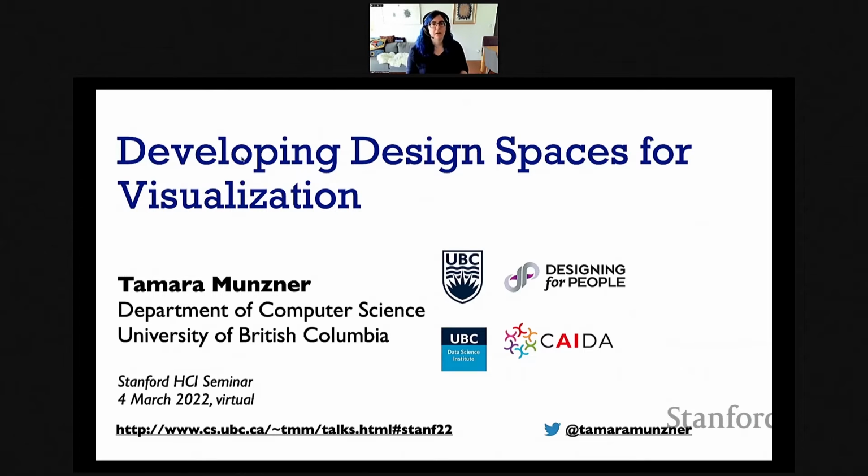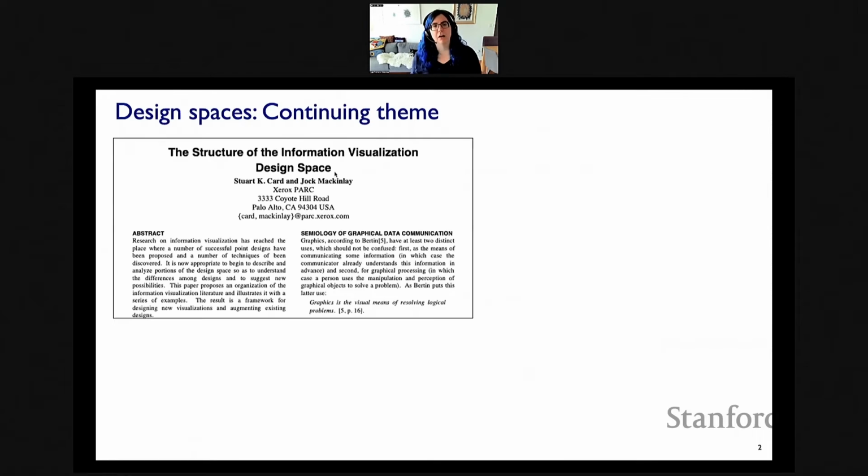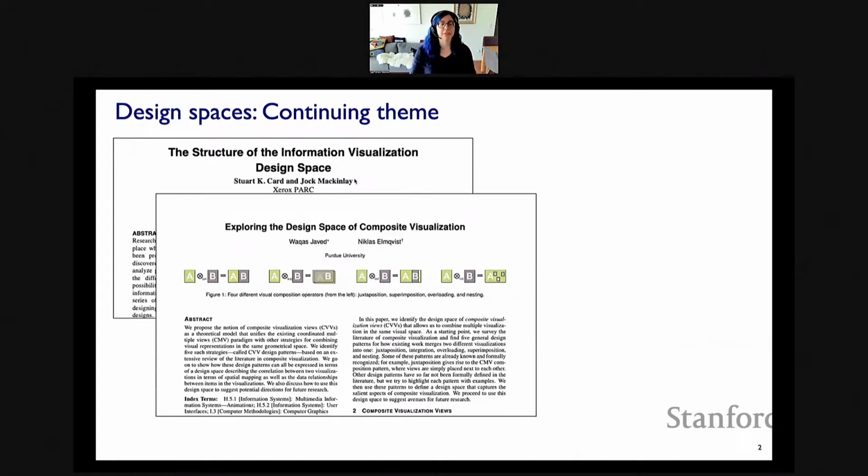So this term, design spaces, has been a continuing theme in the visualization literature. There was an early paper from McKinley and Card in 1997 called The Structure of the Information Visualization Design Space. That might have actually been the first time I personally had run across that term used in this context. And then it continued. There was a nice paper in 2009, for example, from Javan and Elmquist, exploring the design space of composite visualizations if you have, say, multiple views.